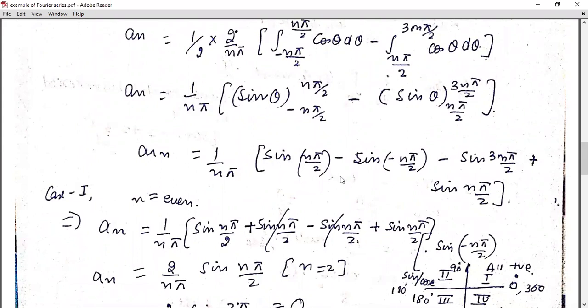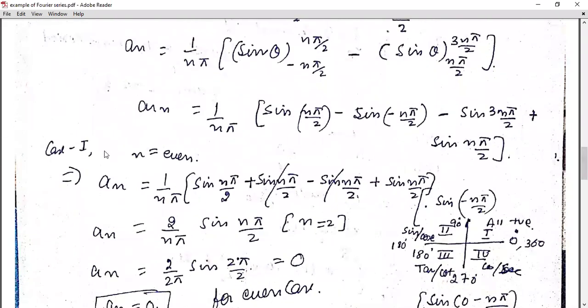So we can write it like this: sine of n pi by 2 minus sine of minus n pi by 2, and minus sine of 3n pi by 2 plus sine of n pi by 2. In the first case, if we are considering n is even, we can write a_n is equal to 1 by n pi. If the number is even, we can write it as sine of n pi by 2 plus sine of n pi by 2, because we are considering it an even function. So we can write it as plus 2 times sine of n pi by 2.